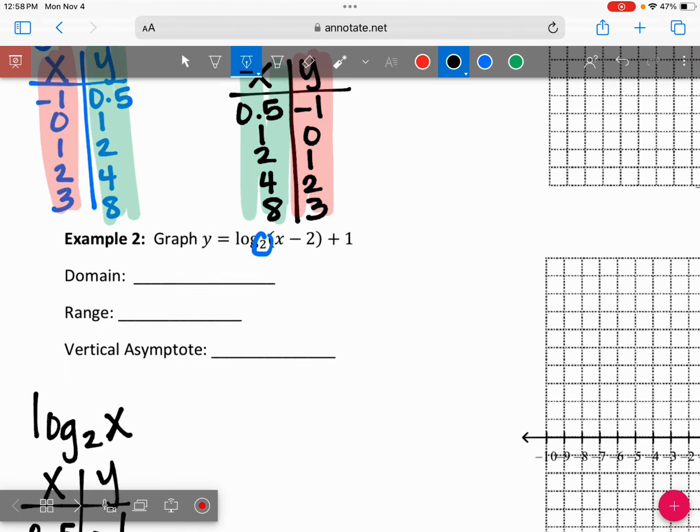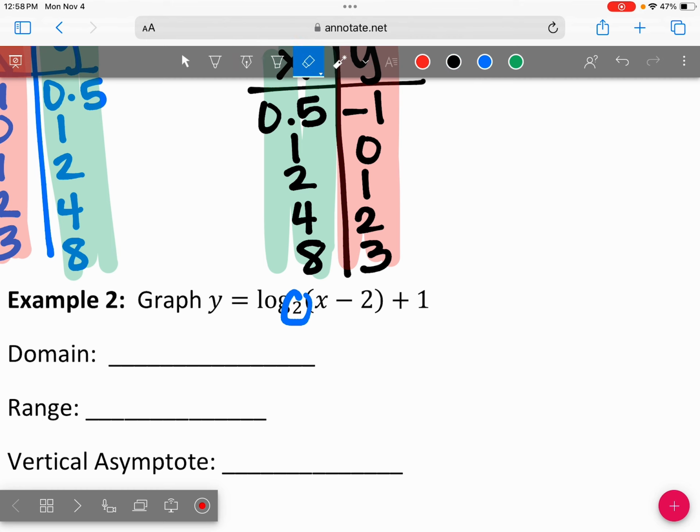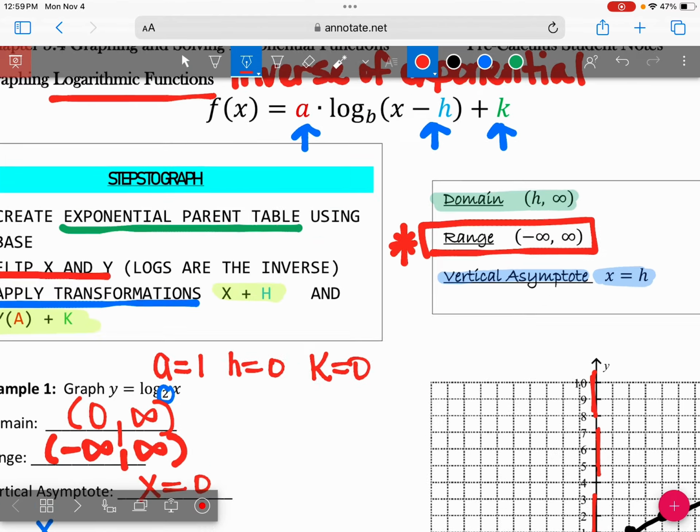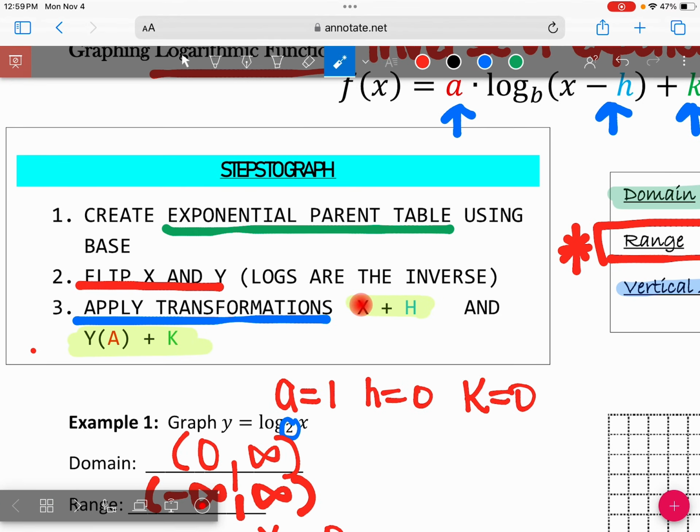So my transformation, if I zoom in, let me zoom in. The a value is always in front of the log. So that means that a is 1. h is inside of the parentheses, but you have to flip the sign. So it wouldn't be a -2, it would be a +2. k is 1. And whenever you apply your transformations, it's always x plus h and y times a plus k. That's how you apply your transformations.